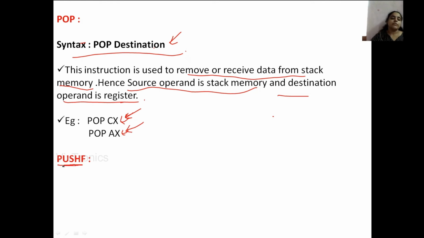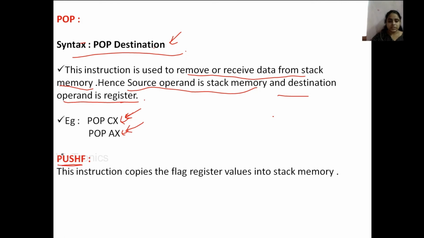So push F instruction, the syntax of the push F instruction is push F itself. There won't be any source, there won't be any destination. So this instruction falls under implicit instruction. Addressing mode is also implicit addressing mode that we have seen in our earlier class. This instruction copies the flag register values into stack memory.